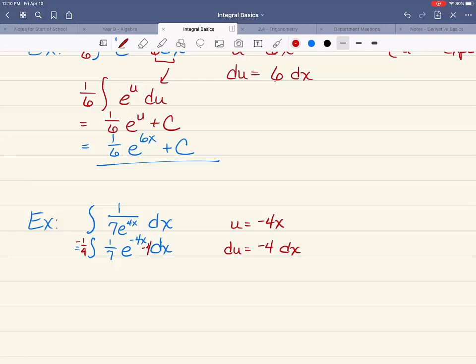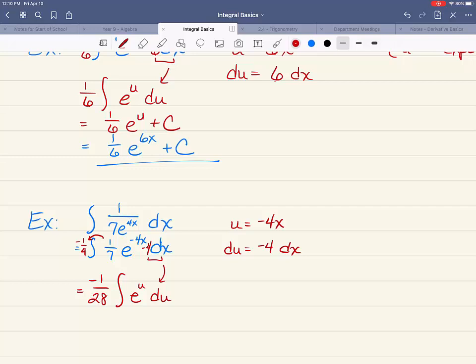Now the 1 over 7 is just kind of sitting there. It can move out of the integral as well. So I'm going to move it outside as well, and multiply those two together. Negative 1 over 28 integral. Here's my du. And what's left inside should always be e to the u, and it is in this case, e to the u du. Now we're matching the formula.